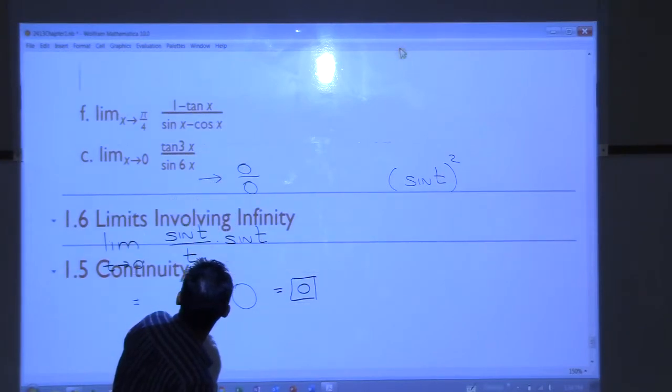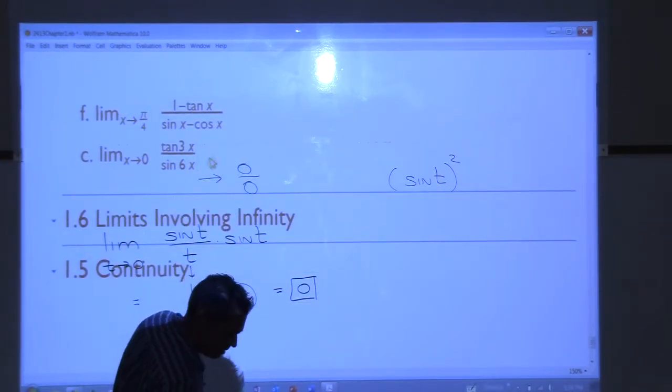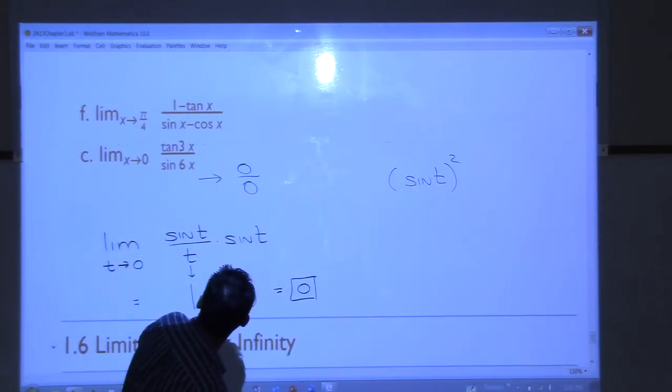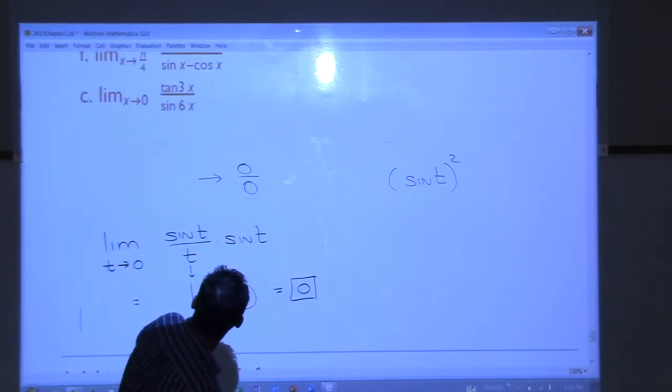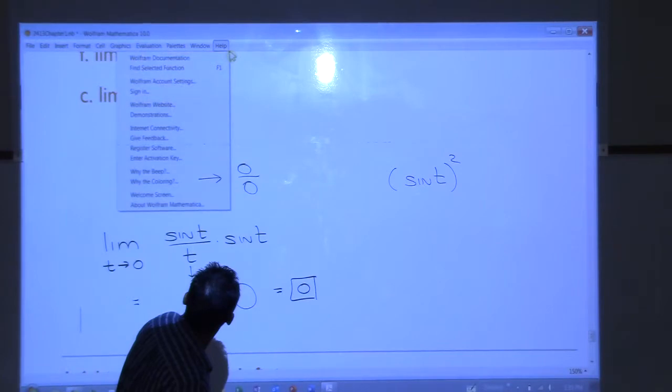Why do I have C down there? I don't know why I have C. Oops. We're going to skip F and come back to it, all right? Oops.